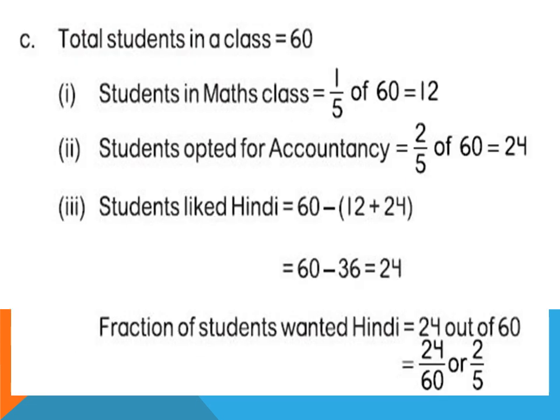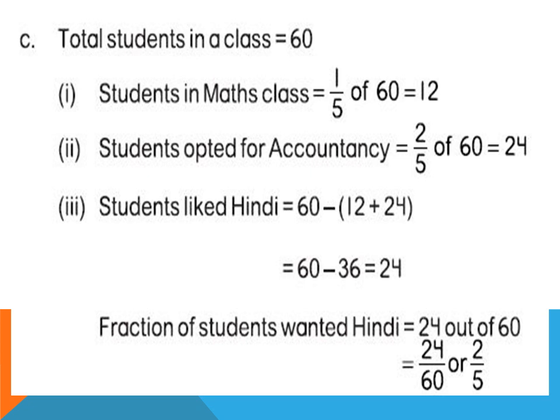Answer number C, total students in the class were 60. So students in the maths class is 1/5 of 60. That means 1/5 into 60. If this comes in exam, don't write it like this, okay? You have to show the calculation also. 1/5 into 60, cancel out 5 and 60 and write down 12 on top and write equal sign, then write 12 students.